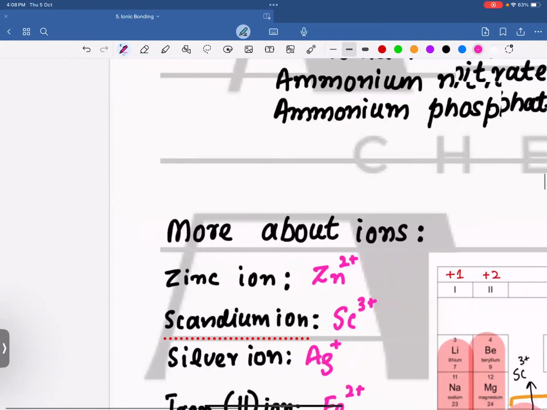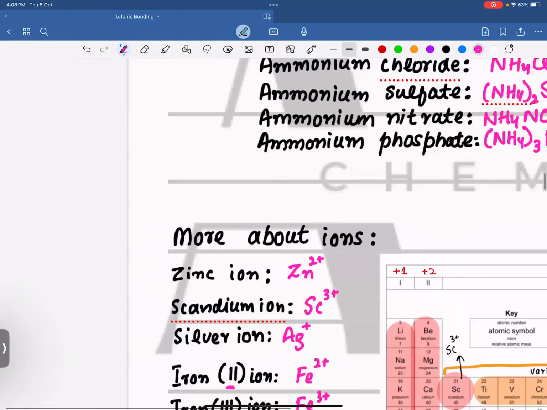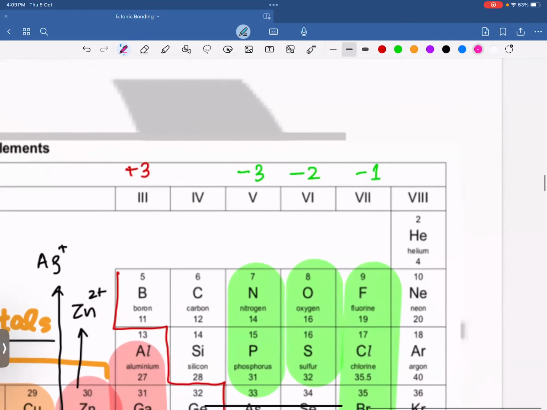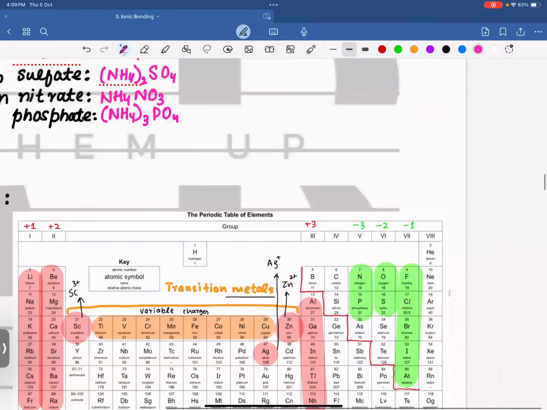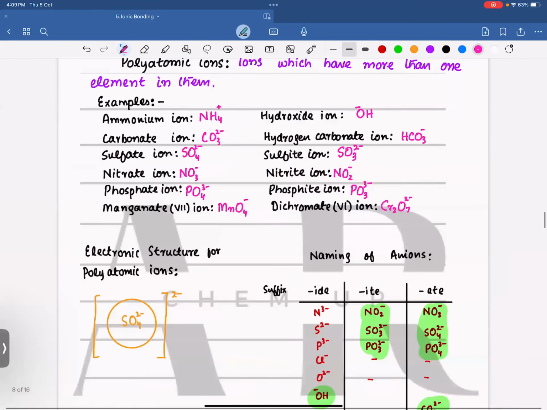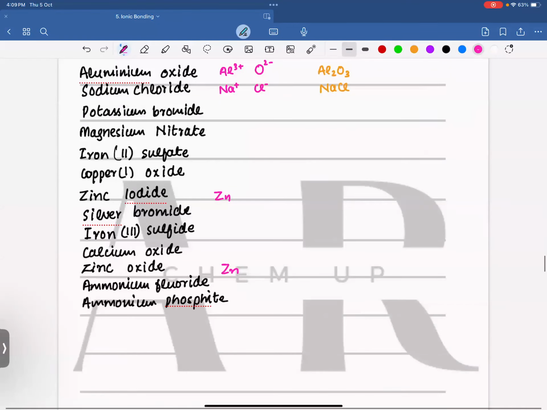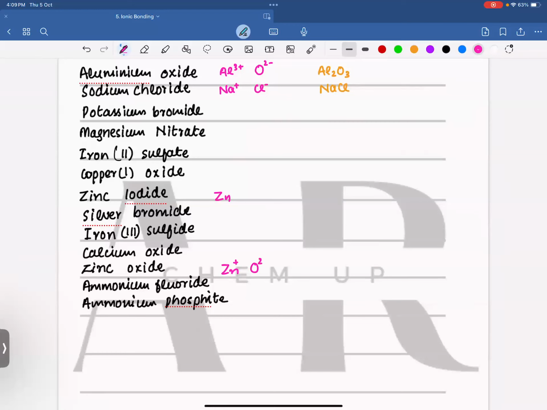Okay, that you have noted down. And oxygen is in group 6. So if you see, the charge of oxygen is -2. So if the zinc is +2 and the oxygen is -2, then what will be the formula? ZnO.